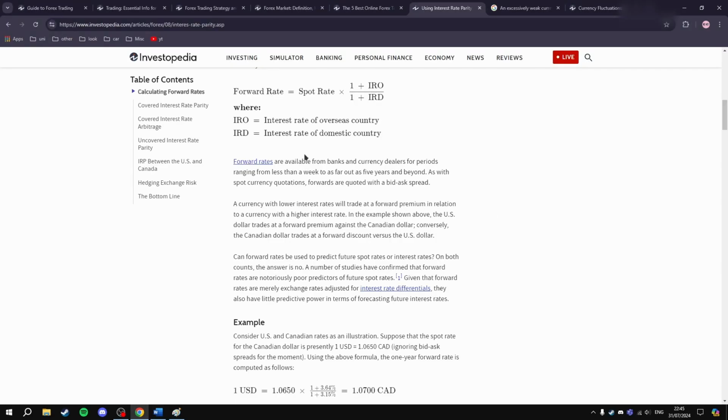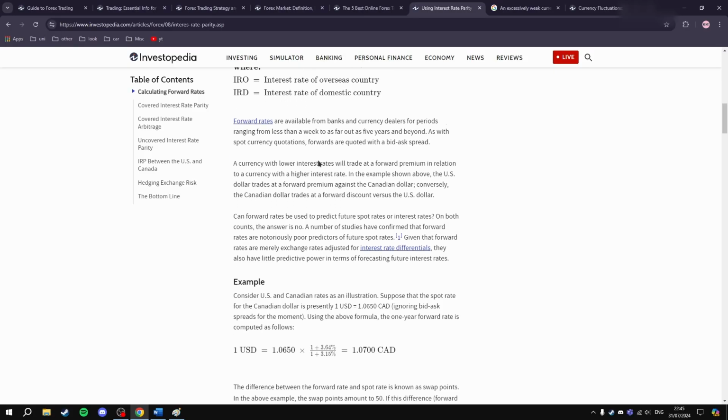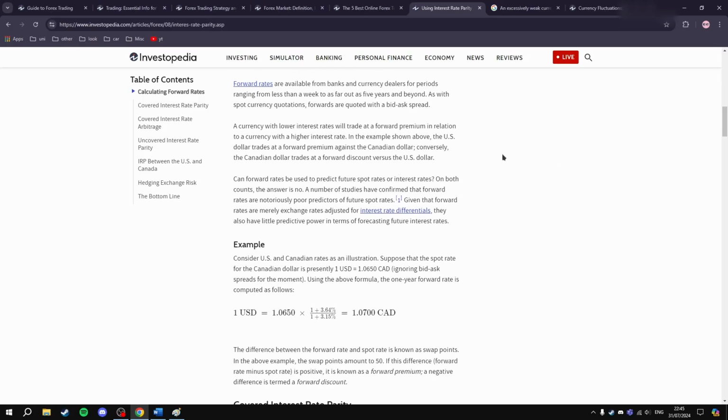Forward rates are available from banks and currency dealers for periods ranging from less than a week to as far as 5 years and beyond. As with spot currency quotations, forwards are quoted with a bid-ask spread. A currency with low interest rates will trade at a forward premium in relation to a currency with high interest rates.